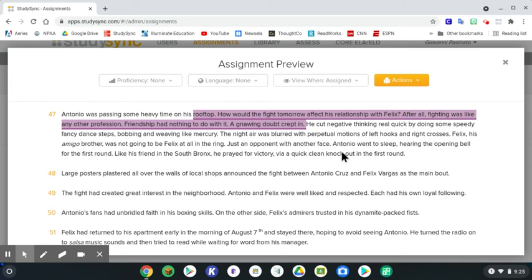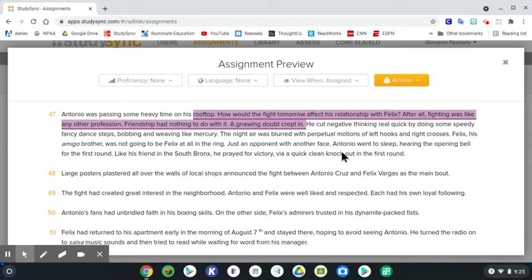How would the fight tomorrow affect his relationship with Felix? This is the question in Tony's head. What is the fight going to do to us? After all, fighting was like any other profession. We're not fighting because we're angry. We're really boxing out of the competition of sport. So, this is a job we both want to get one day. Friendship has nothing to do with it. Friendship has nothing to do with this job, with this sport.